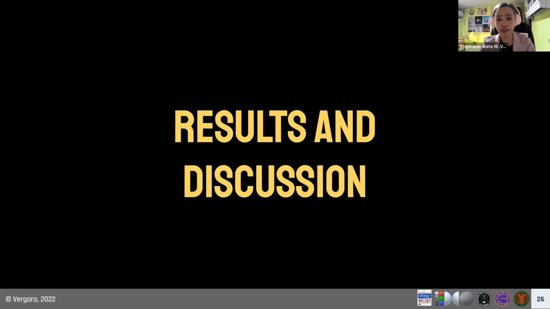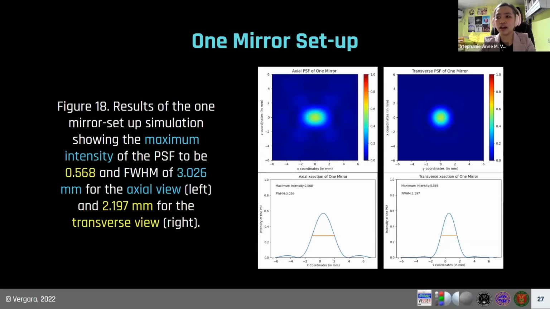Okay, so for the results, we'll start with the one mirror setup. Here are the results for the first setup with one mirror. The actual view of the point spread function, as can be seen on the left, represents the intensity of the image produced, while the transverse view, seen on the right, represents the translation of the projected image.